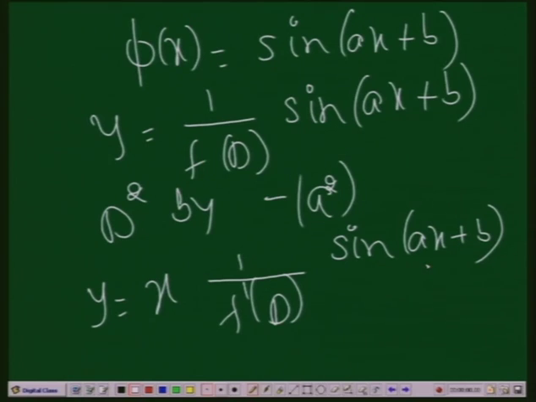Of course, this is applicable when you have even powers. If you are left with odd powers at the end, you just divide and multiply by the conjugate of it and replace D square by minus a square after that stage. This is with respect to sin of ax plus b. The same rule is applicable for cos of ax plus b also. So, I will be using it.